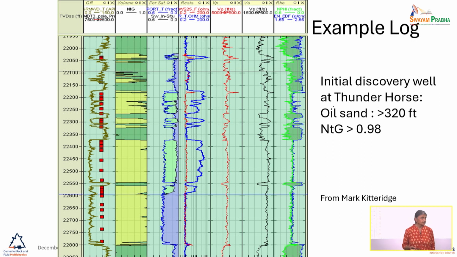For those of you, for none of you who are in G&G, Thunder Horse is a very famous oil field that was discovered 10 years ago. It was a major deal in the Gulf of Mexico. This is the original discovery well. This was by Shell, and it has oil sands more than 300 feet. That means 100 meters of oil. Net to gross, 98%. It's pure. Net to gross is what defines how much of other material you have in the formation. Almost 98%. So it's almost 100% pure sand.